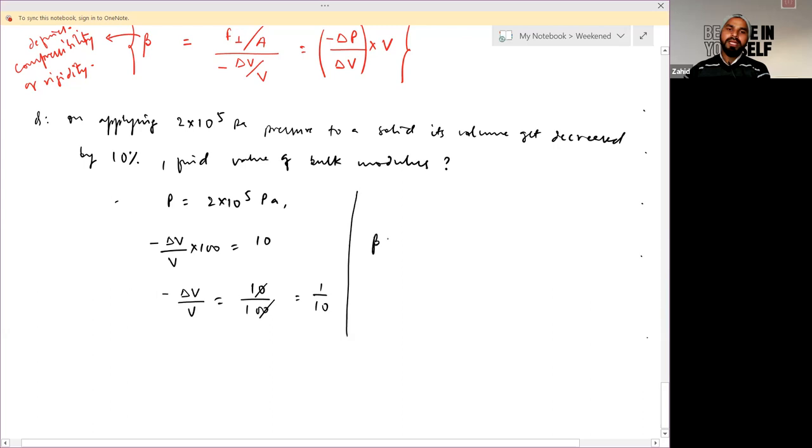Now, if you apply the above formula to get beta, it will be minus of change in pressure divided by delta V by V. Pressure is 2 into 10 raised to power 5 divided by change in volume, which is 1 over 10. So minus and minus will cancel out, and you'll get the value to be plus. This 1 over 10, or this 10, will move to the numerator. So you'll get 2 into 10 raised to power 6 Newton per meter square.